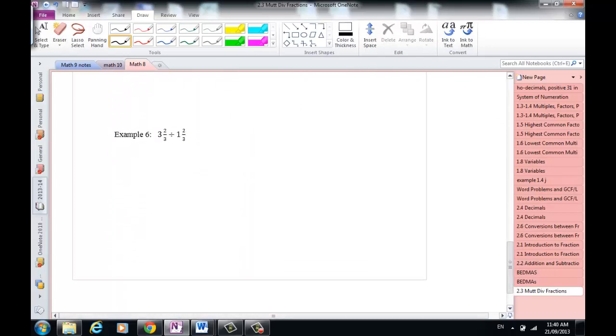Let's do one more example. Alright, so I've got 3 and 2/3 divided by 1 and 2/3. So your big thing here is that you want to write each piece as an improper fraction. So step 1, write each mixed number as an improper fraction.